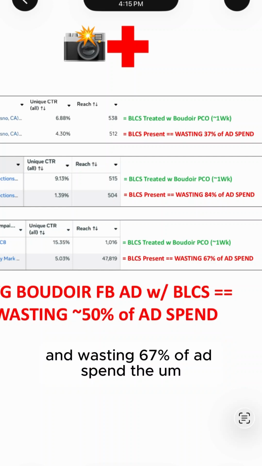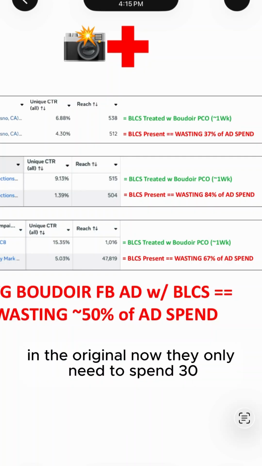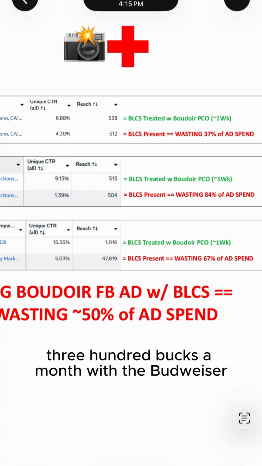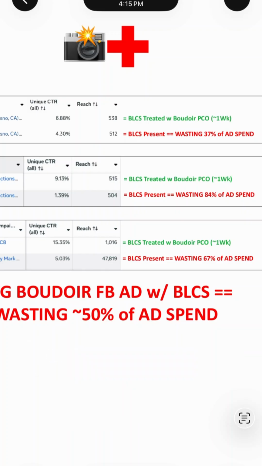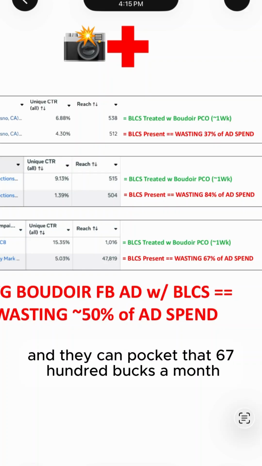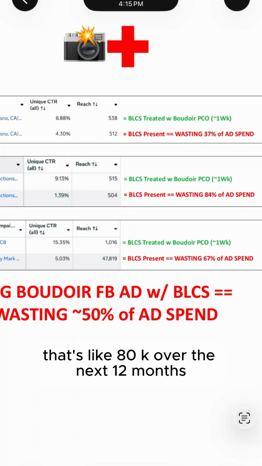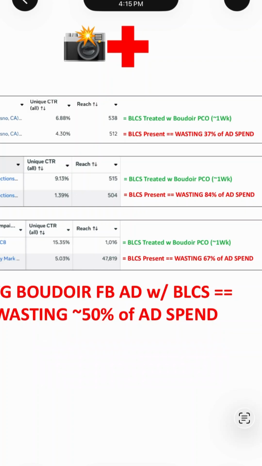And wasting 67% of ad spend means they're spending 10 grand a month on the original. Now they only need to spend $3,300 a month with the Boudoir Pico treated ad and get their ad into the same number of women's brains in both scenarios. And they can pocket that $6,700 a month back in their pocket as kind of a phantom bonus. That's like 80K over the next 12 months.